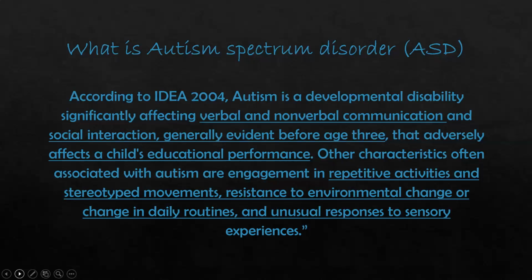So this is where we're getting into the things that can kind of put you to sleep. So I'm going to summarize. Autism spectrum disorder. Okay, it's a verbal and nonverbal communication problem where social interaction is affected. It usually comes on by the age of 3, and it does affect a kid's performance in education. You see those repetitive activities, those movements, they do not do well with changes in routines, and a lot of the times have a hard time with responding to sensory stuff.